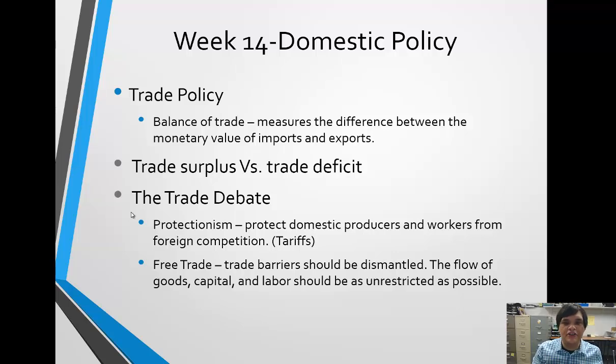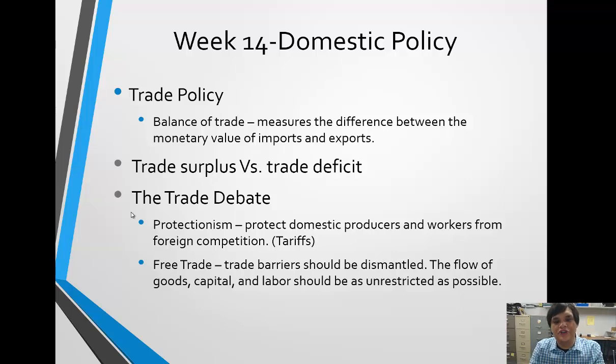The flow of goods, capital, and labor should be as unrestricted as possible so that you can pass those cost-saving benefits on to your consumers, while you can take advantage of your comparative advantage and produce the things that you are the best at producing, instead of wasting your time on producing things that just can't compete with foreign goods.